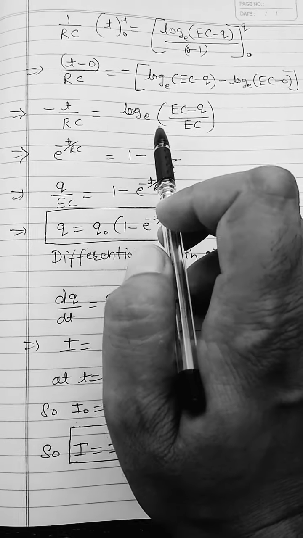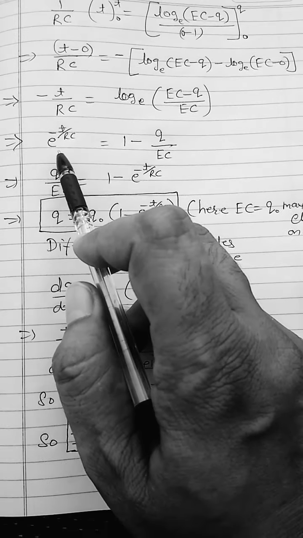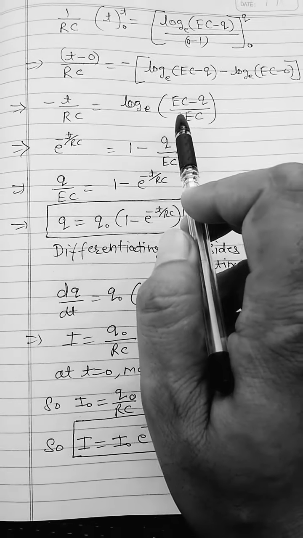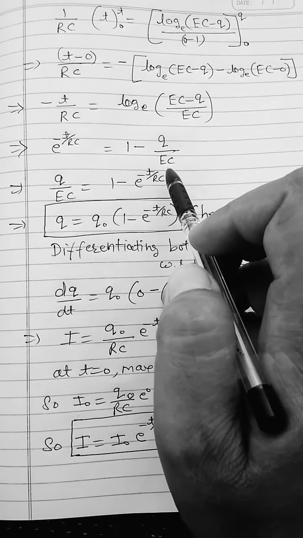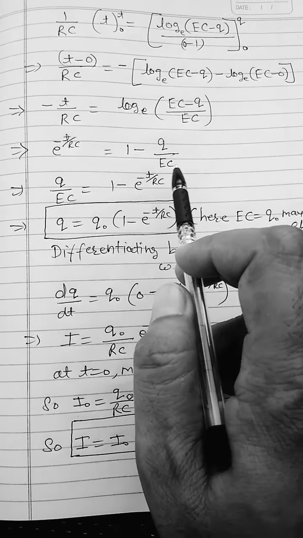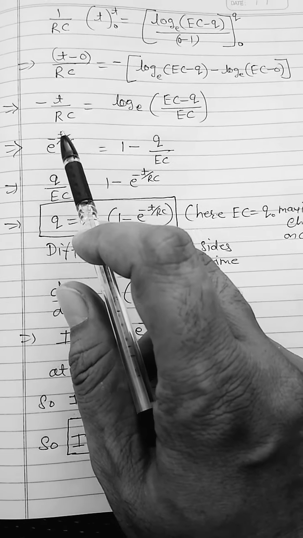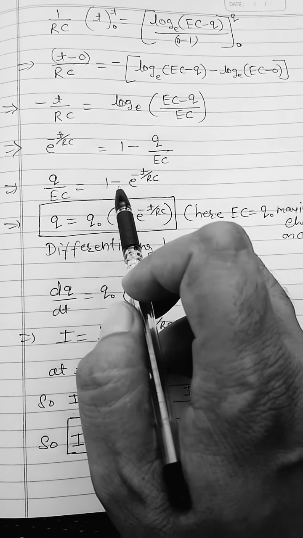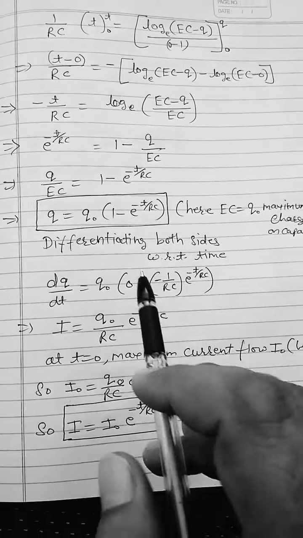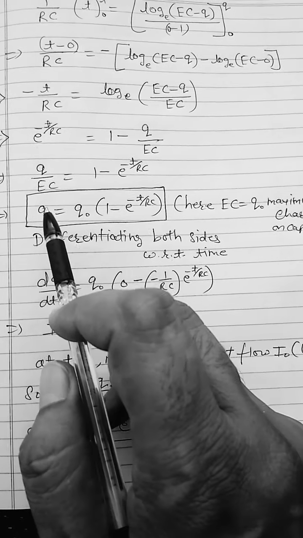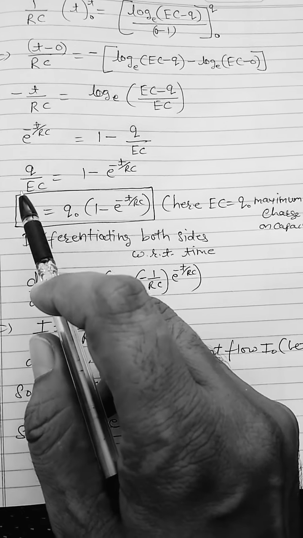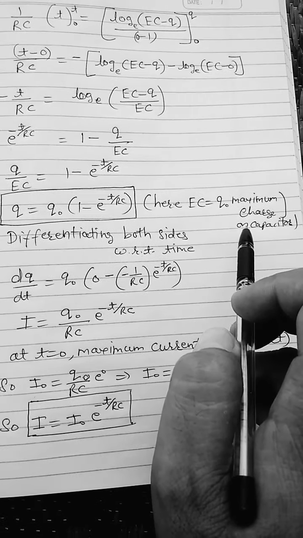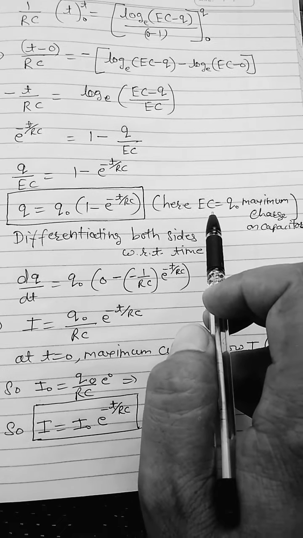Now removing log, we will get e raised to minus t upon RC. This is the property of log. And it will be equal to 1 minus q upon EC. Okay, so now take q upon EC on this side and e raised to minus t upon RC on this side. So q upon EC will be 1 minus e raised to minus t upon RC. Solving this, we will get q is equal to EC. This EC is the maximum charge on that capacitor.